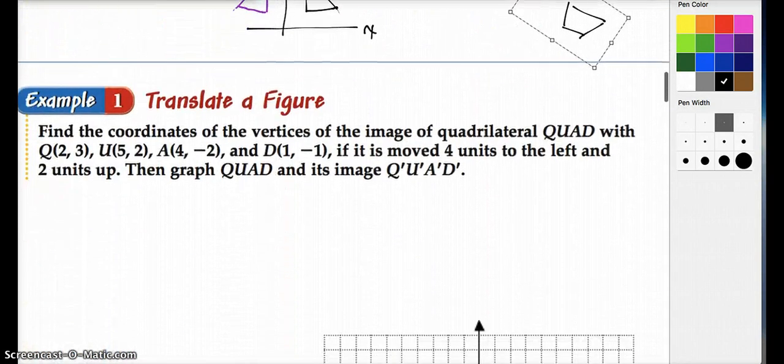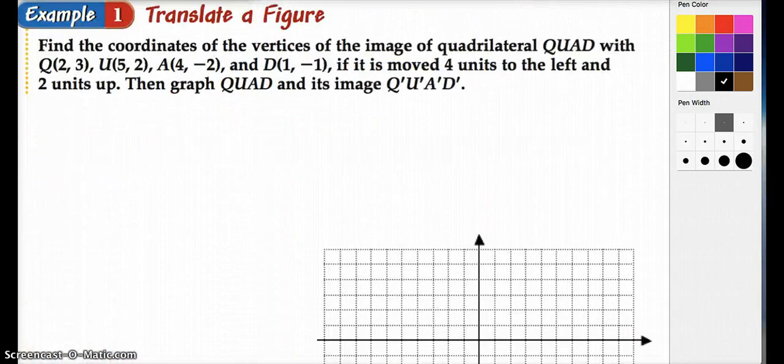Let us get started. So here we are, example 1: find the coordinates of the vertices of the image of quadrilateral QUAD with Q being at (2, 3), U being at (5, 2), A being at (4, -2), and D being at (1, -1). If it is moved 4 units to the left and 2 units up, then graph QUAD and its image Q prime, U prime, A prime, D prime. All right, so we've got a lot of work to do.